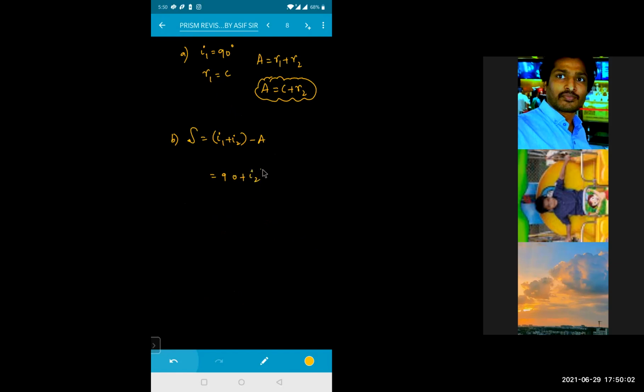I2 is also... keep I2 as it is, since I don't know the value of I2. I1 is 90, right? Minus A. A is equal to how much?